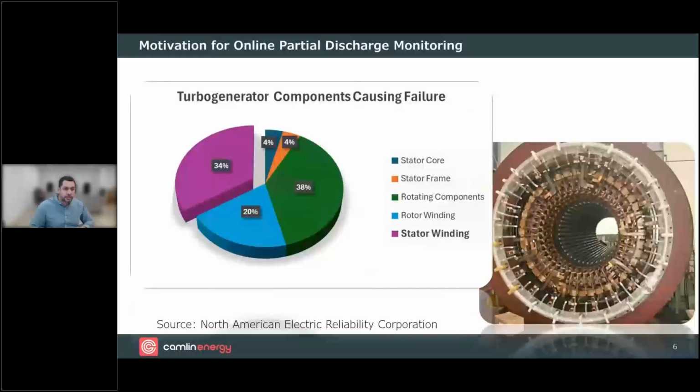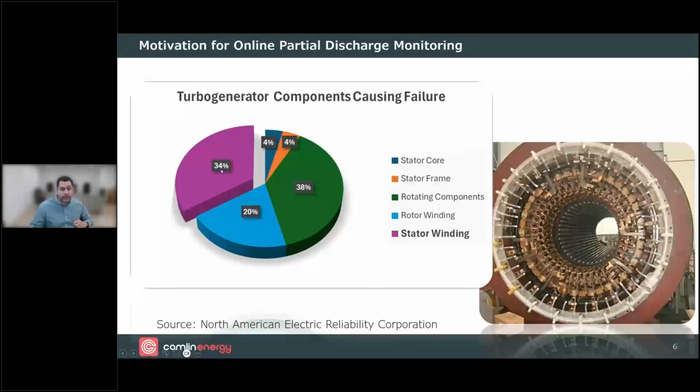The picture is quite similar for turbo generators. So this is fossil fuel based, whether they're coal or natural gas turbo generators. And the stator winding here, the electrical insulation associated with the stator winding, it's the second most leading cause of failure of the overall generator. Okay, so the highest is the rotating components, but when we consider the stator winding insulation along with the core and frame, and considering that as one entity, right, these would constitute a larger portion of overall failures.